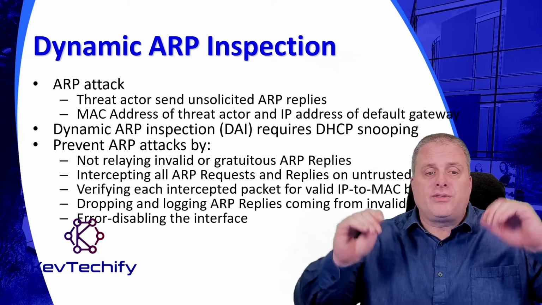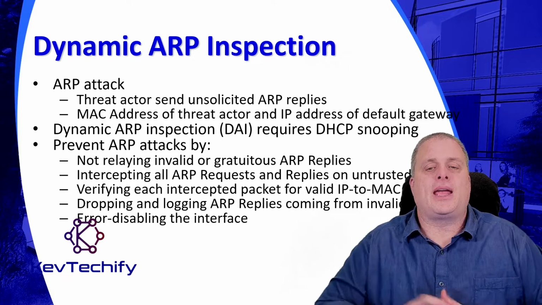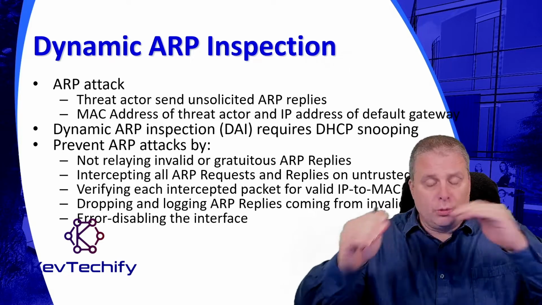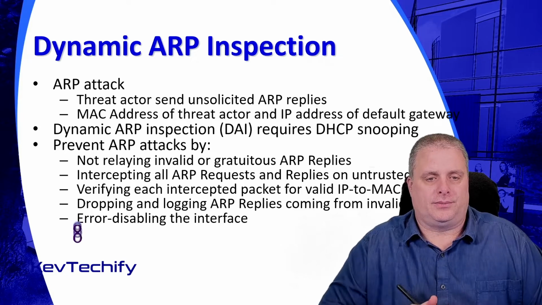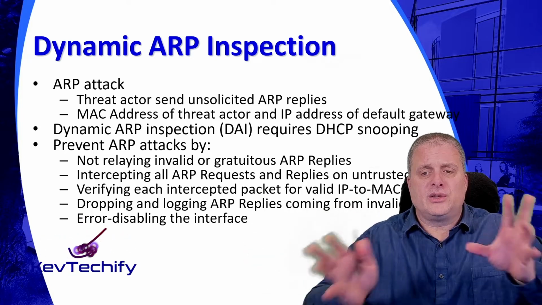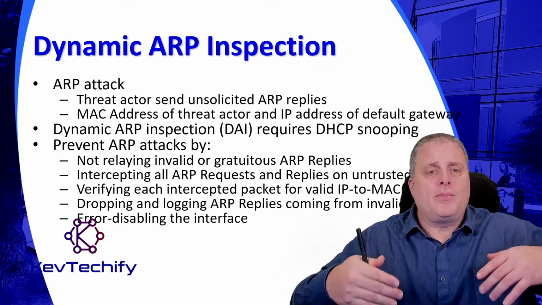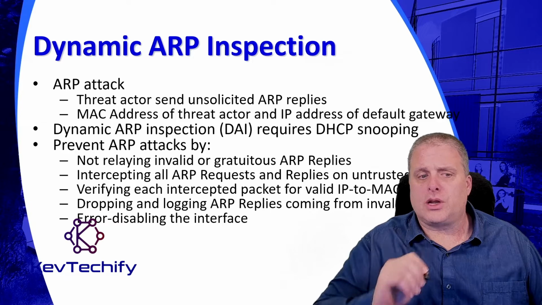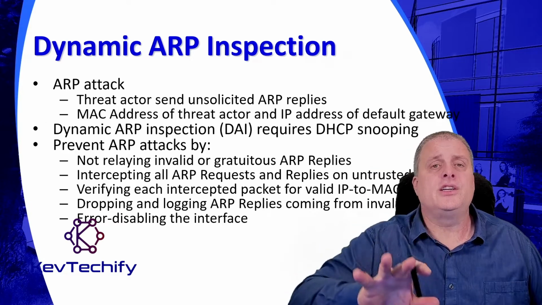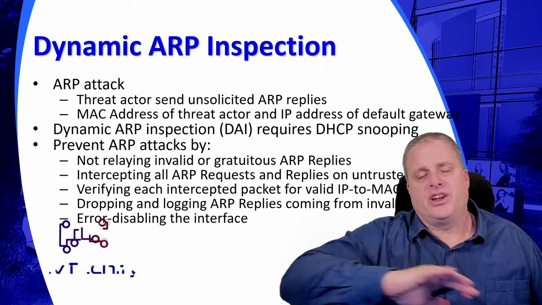Then you verify each intercepted packet for a valid IP to MAC address binding. We build a binding table when we do DHCP snooping. And if it doesn't come from a valid source, we're going to drop that and we're going to log it, just to build up a log to see where there is a problem. And eventually we're going to err-disable that interface. The system is going to turn it off.